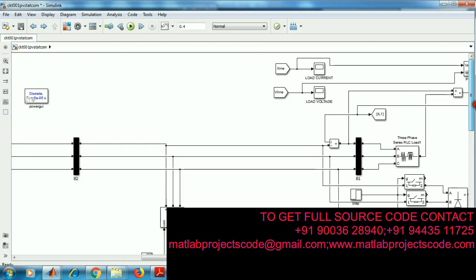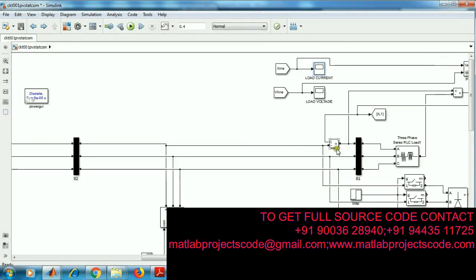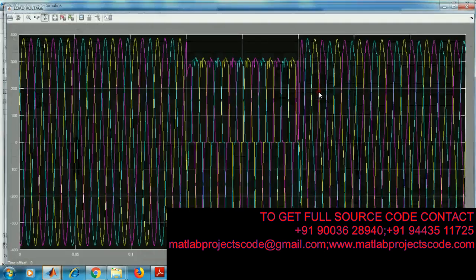This is your output scopes, load current. When connecting a load at 0.15, we are getting a sag problem. After connecting STATCOM at 0.25, we overcome this problem. Same as load voltage.